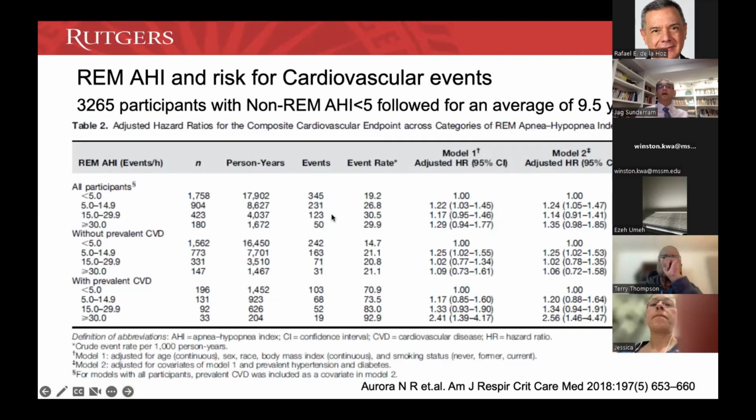And again, the risk for cardiovascular events has been examined. This is Nisha Arora, one of my colleagues, who looked at this and published in 2018. And what she showed was that in those who have prevalent cardiovascular disease, when your REM-AHI is greater than 30, and they specifically looked at those people whose non-REM-AHI was less than 5, they found almost a 2 to 3-fold increased risk for cardiovascular events when you follow them for about 10 years.